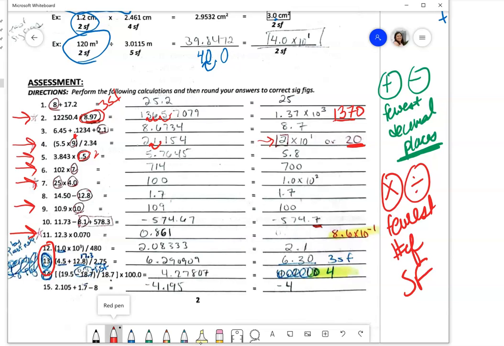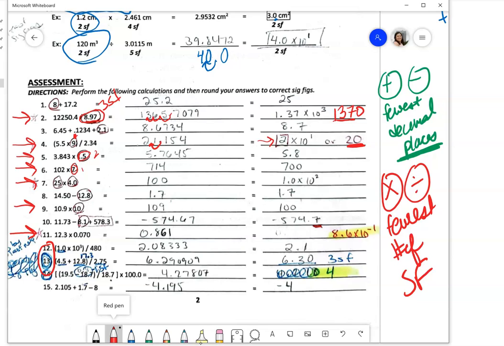It only has 2, so that means my final answer needs to be rounded off to 2 sig figs. So that's why I rounded this to just 5.8. 102 times 7. Again, out of these two, 7 has the least number of sig figs. It only has 1. And so that 714 needs to be rounded off to 1 sig fig.